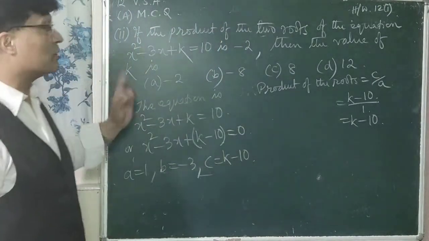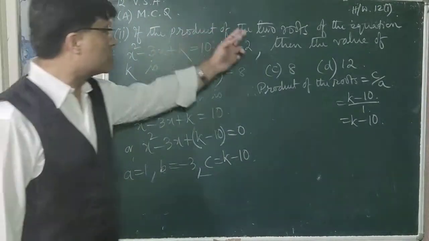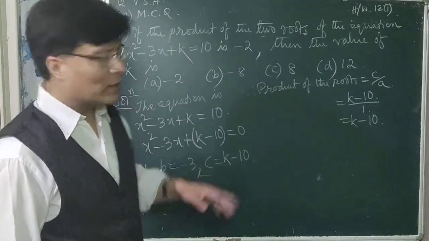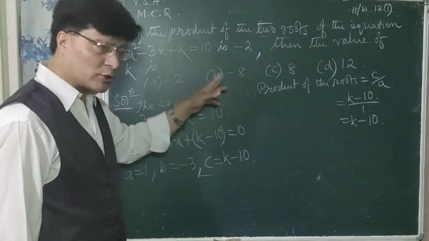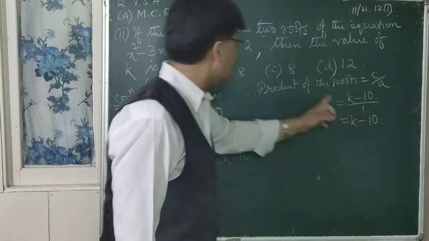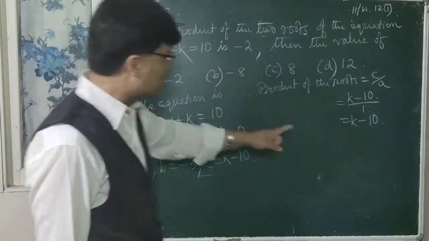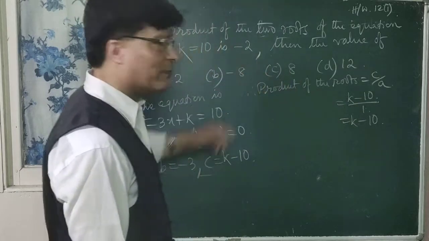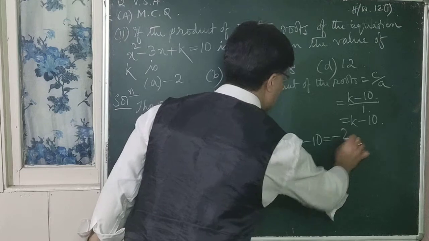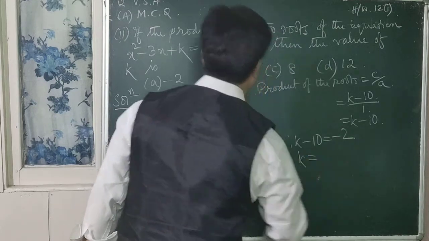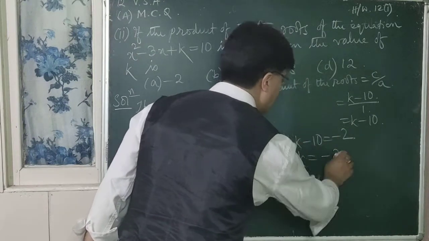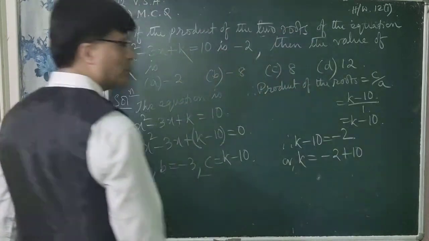But in the question also it is given that the product of the roots is equal to minus 2. That means these two are equal. By the question, the product of the roots is minus 2, but we have got the product of the roots as k minus 10. So these two must be equal. That is, you can equate k minus 10 with minus 2. Therefore, k minus 10 is equal to minus 2, or k is equal to minus 2 plus 10, since on the right hand side it becomes plus 10.